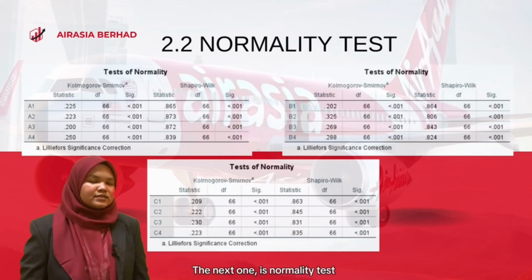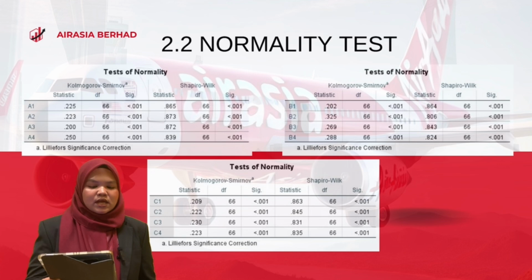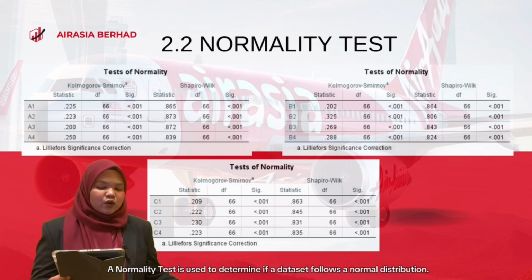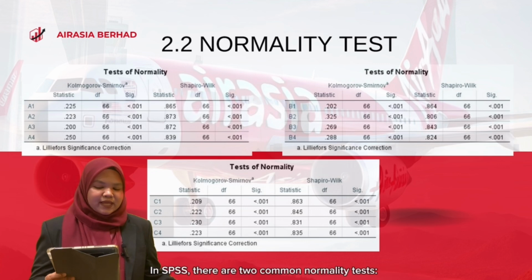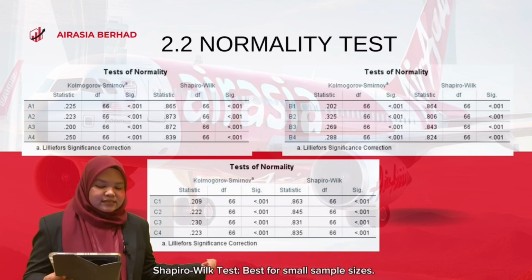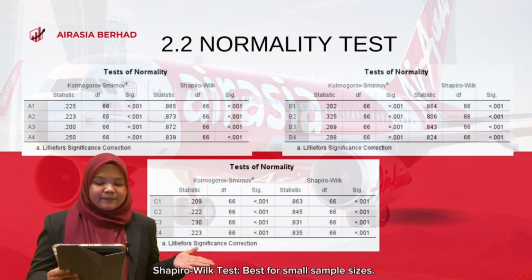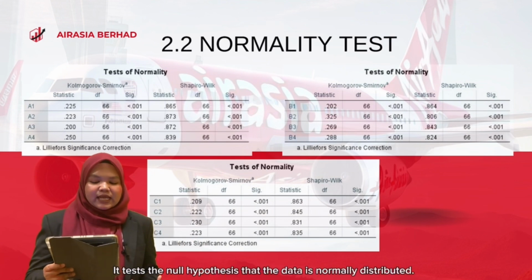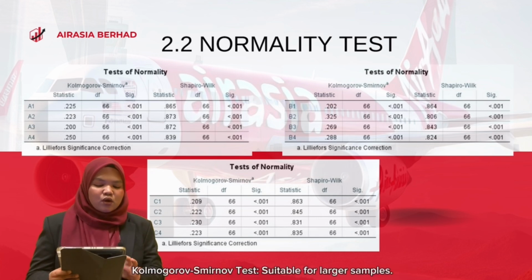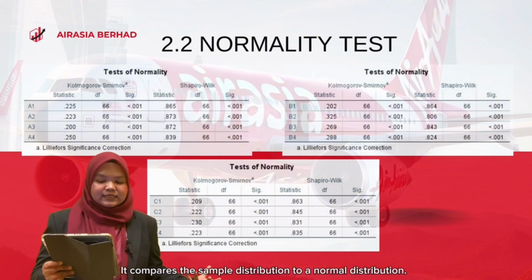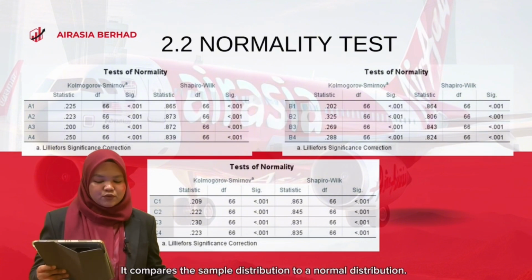The next one is the normality test. A normality test is used to determine if a data set follows a normal distribution in SPSS. There are two common normality tests. The Shapiro-Wilk test, best for small sample sizes, tests the null hypothesis that the data is normally distributed. The Kolmogorov-Smirnov test, suitable for larger samples, compares the sample distribution to a normal distribution.